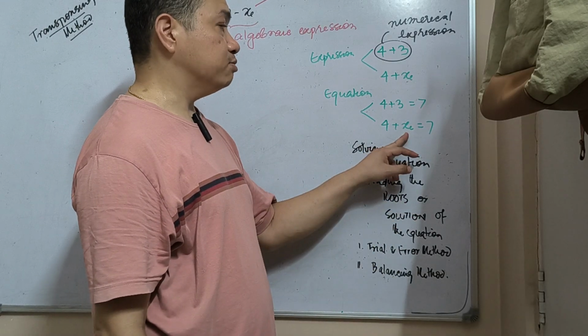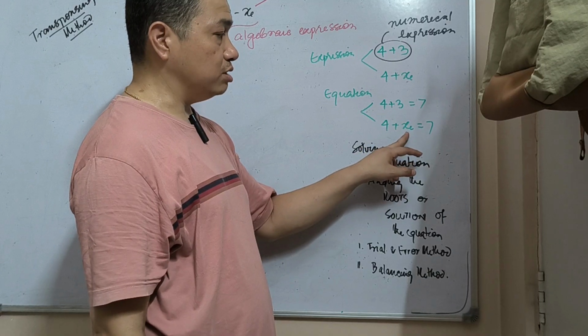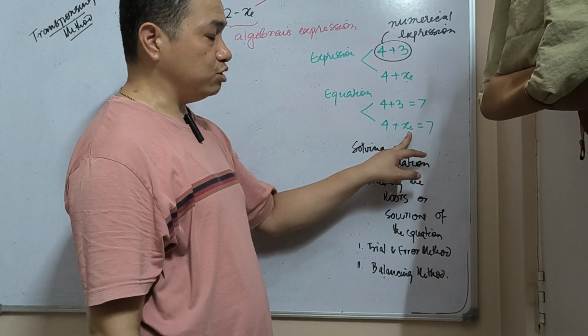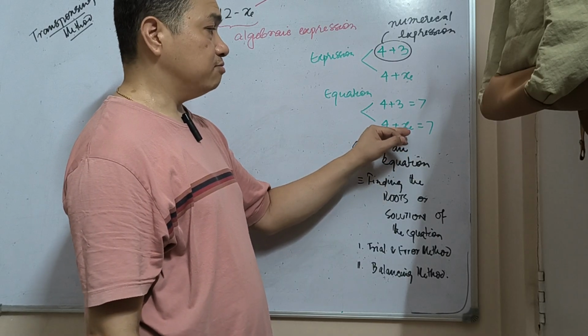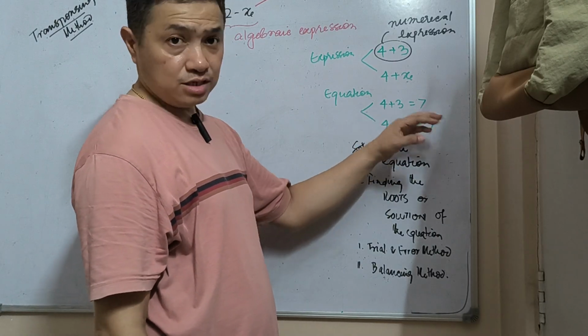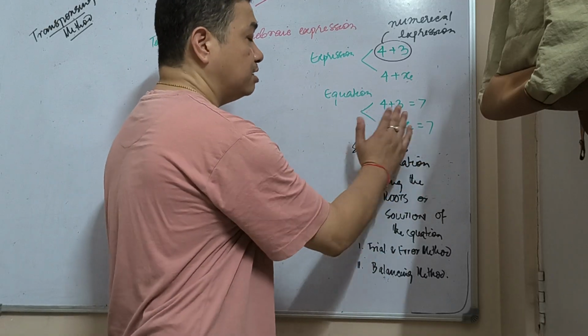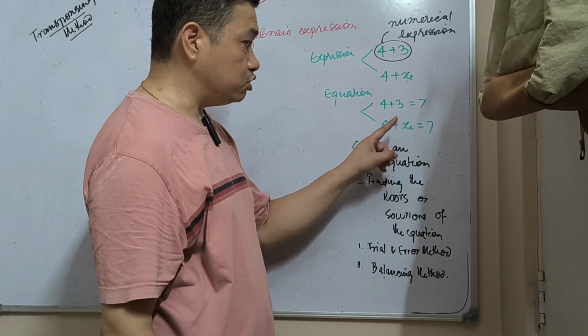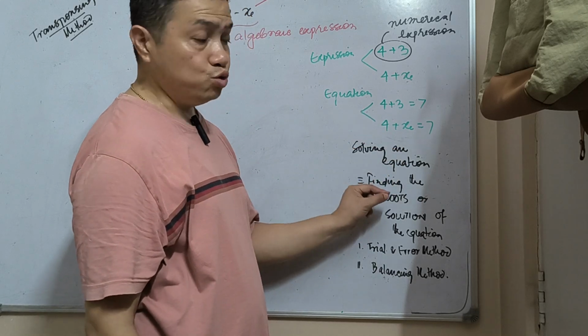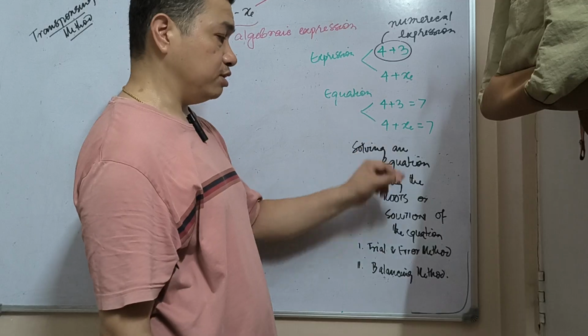The value of x, suppose in this case, is 3. So 3 is what? 4 plus 3 equals 7. So 3 satisfies the equation. The value of x being 3 satisfies the equation. It makes the left hand side and the right hand side equal. So x is equal to 3 is known as the root of the equation or solution of the equation.